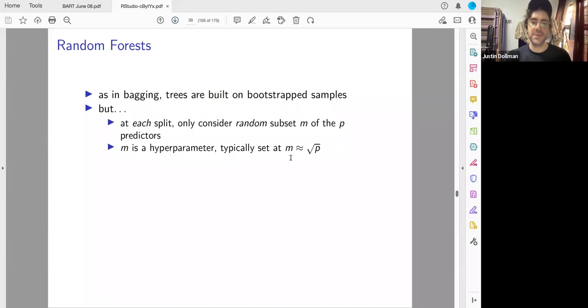And typically, if you fit a model, M will be, at least in regression, the square root of P. So for example, when they did this for their heart data set, they had 4 out of 13, which you can calculate is about, obviously 4 squared is 16. So I'm not sure, this is very technical. I'm not sure if it just rounds up or if it rounds to the nearest number, but anyway.